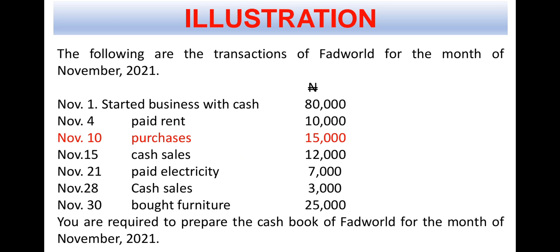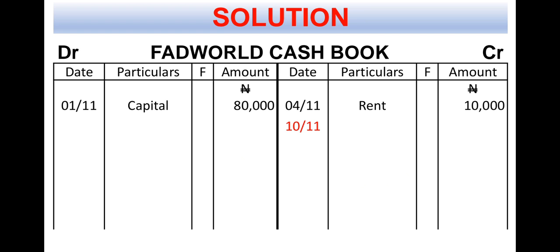November 10, purchases 15,000 naira. So purchases, that means it's also an expense, which means cash is going out. That means we are going to credit the cash book. So let's go over to our cash book. November 10, purchases. How much? 15,000 naira. We credit the cash book with 15,000 naira.